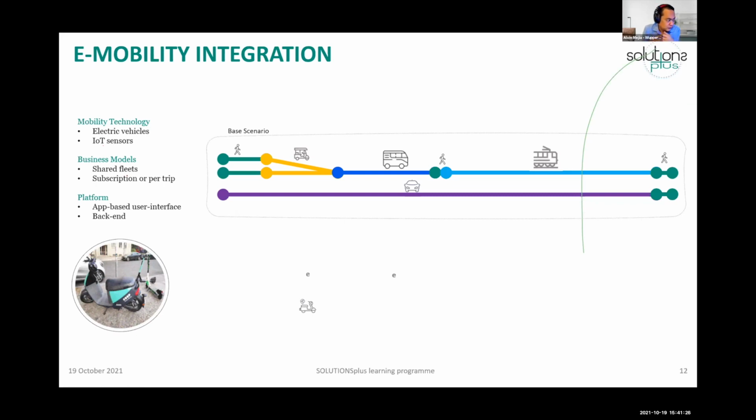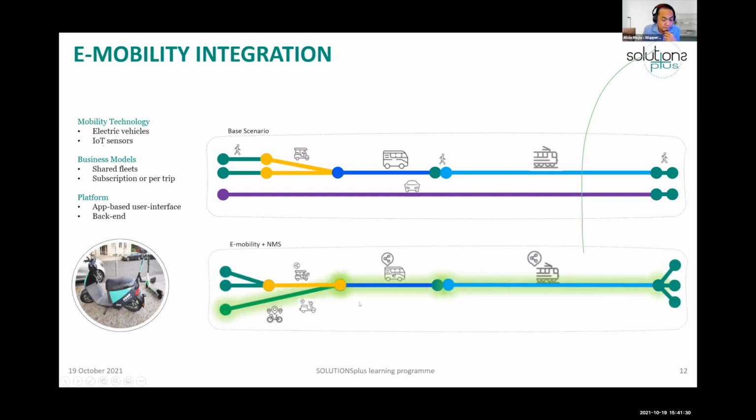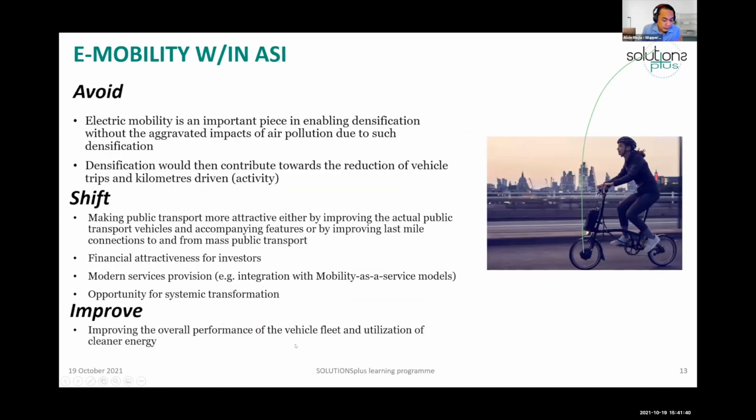I think this is what the Solutions Plus is all about, and what we're trying to do in terms of investigating these different innovations and how they relate to one another in the living labs that we are working on. We circle back to the provision of more sustainable mobility. We see the potential impacts of mobility in terms of, number one, avoiding unnecessary motorized travel.